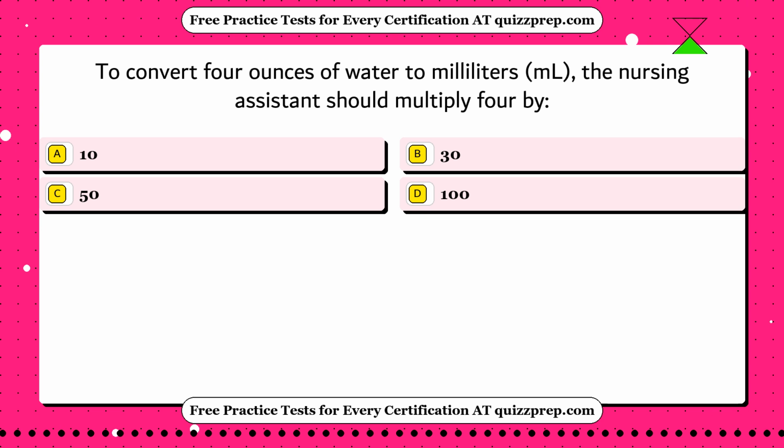Question 27. To convert 4 ounces of water to milliliters, ml, the nursing assistant should multiply 4 by Option A, 10, Option B, 30, Option C, 50, Option D, 100.